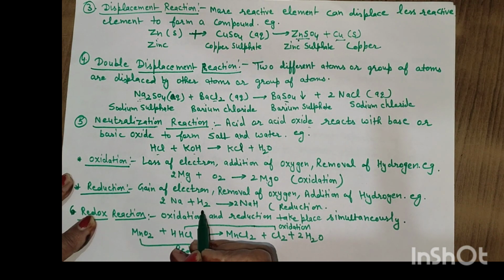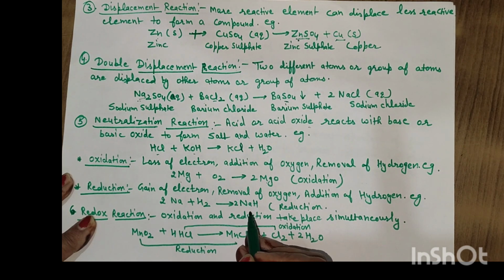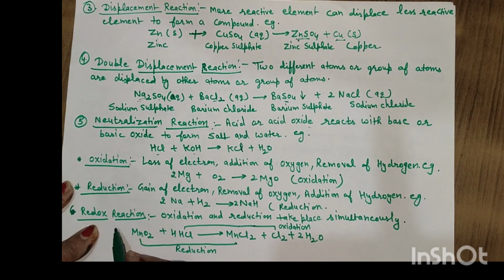Here Na plus H2, hydrogen is combined with the sodium and forms NaH. This is the reduction. Now the redox reaction. In this type of reaction, oxidation and reduction take place simultaneously. They are continuously going on side by side. Just as an example, MnO2 plus 4HCl equals MnCl2 plus Cl2 plus 2H2O.